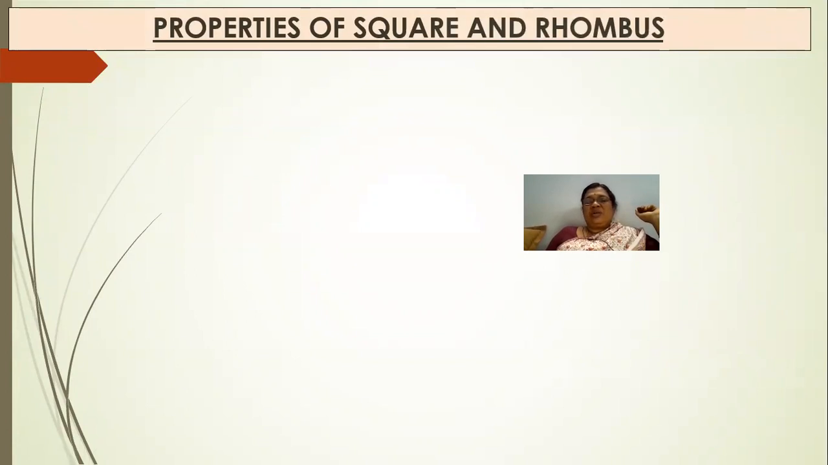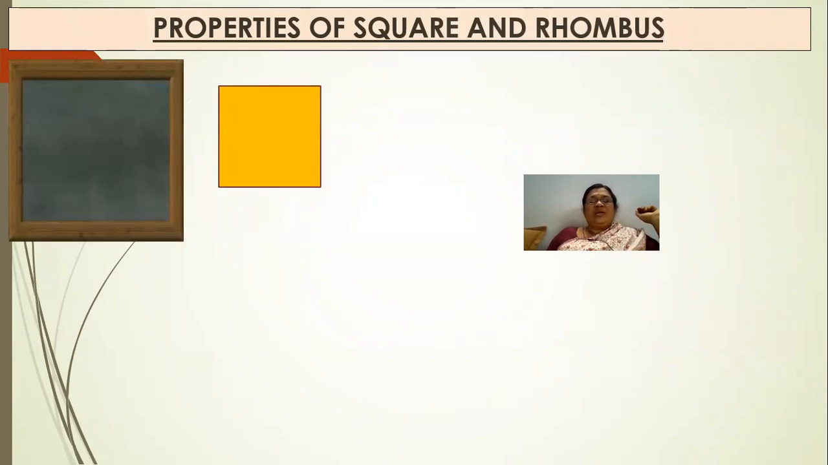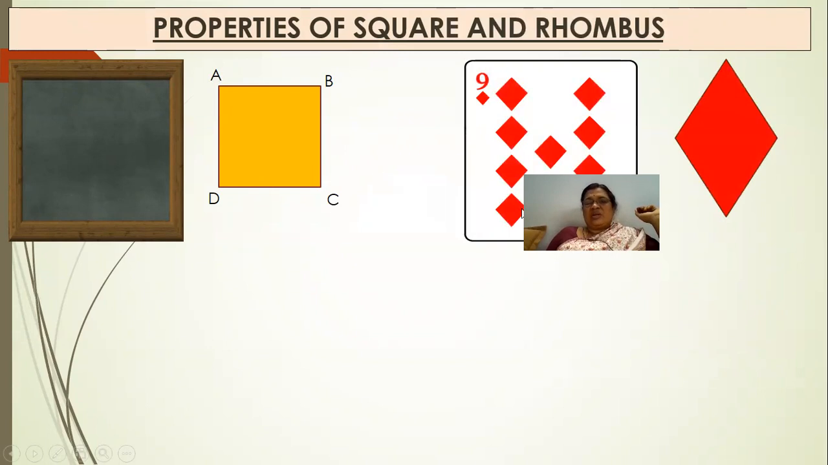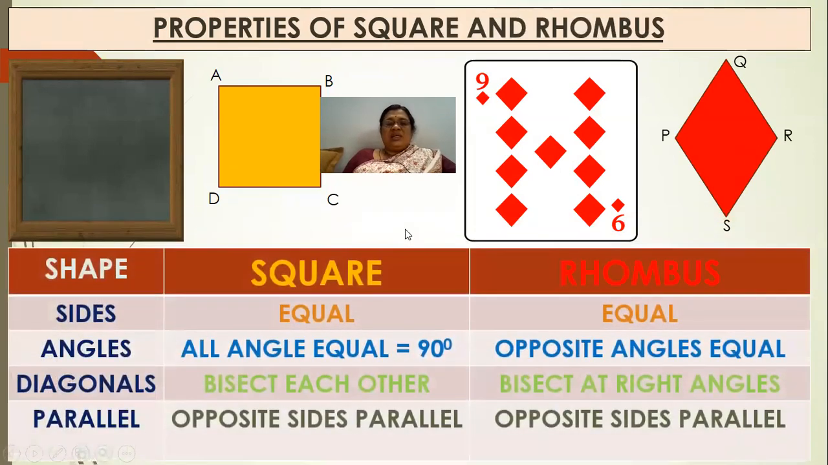So let us compare two shapes at a time. What is this shape like? This looks like a square. And how does this shape look? This shape looks like a rhombus. This play card resembles a rhombus, and this blackboard resembles a square. So let us see some of the properties. The shapes of a square and rhombus I have already displayed.